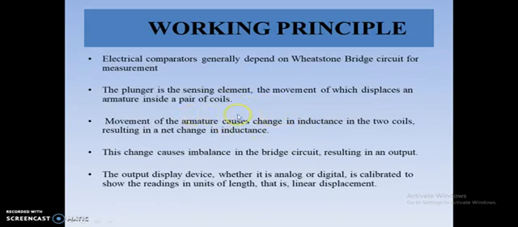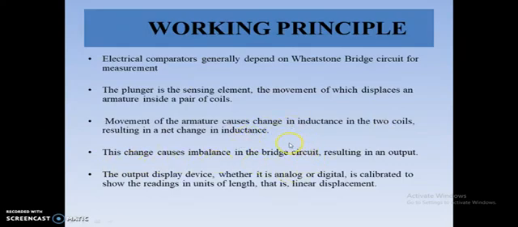The movement of the armature will cause a change in the inductance of the two coils, resulting in a net change in the inductance. Initially there was no change, as it was placed midway and it was in balanced condition. As the armature moves towards either coil A or coil B, the balance condition is broken, as a result of which there is a change in inductance of the two coils. Now this change in inductance imbalances the bridge circuit.